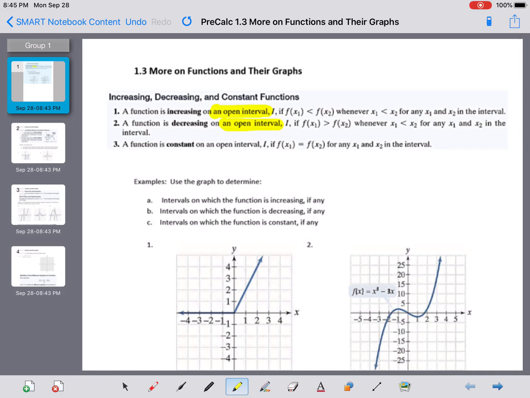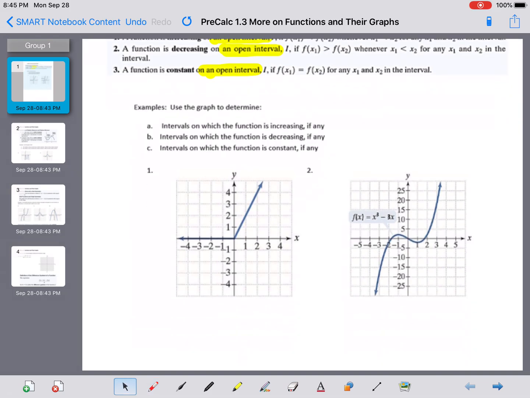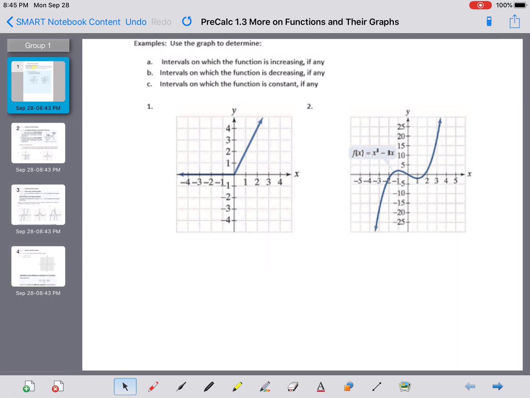And a function is constant, again, on an open interval where you remain at the same y value for a length of time. Okay, so as we list intervals, we look for the change in the y, whether it increases, decreases, or stays constant. But we list the interval in terms of the x, and that's something we have to work on. Interval is listed in terms of x, but it's actually the y value that does the increasing, decreasing, or constant. Okay, so let's look at number 1 here.